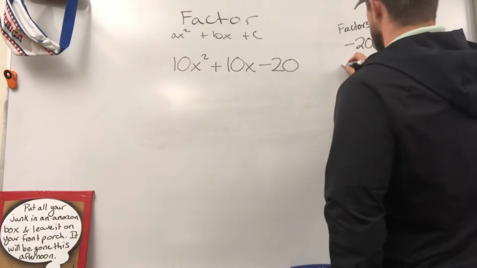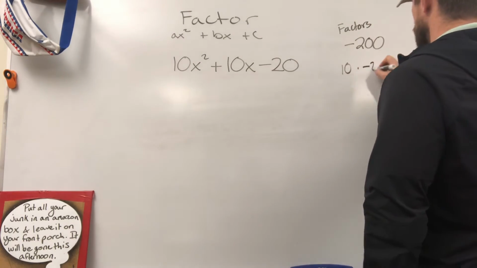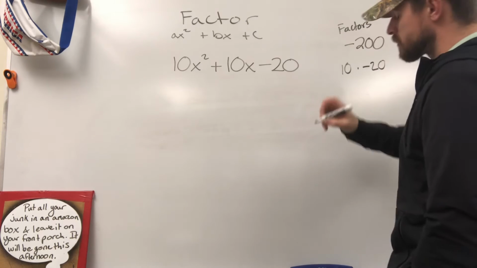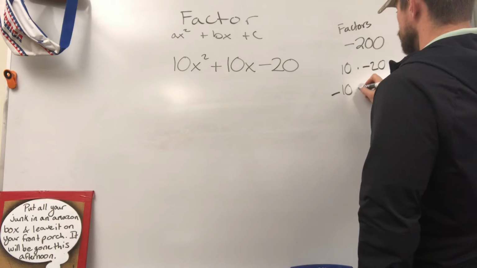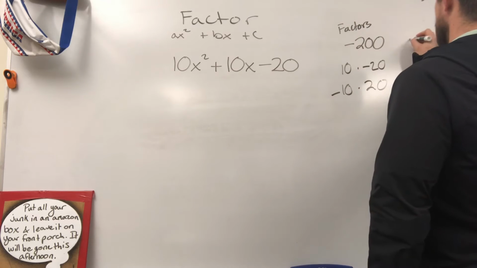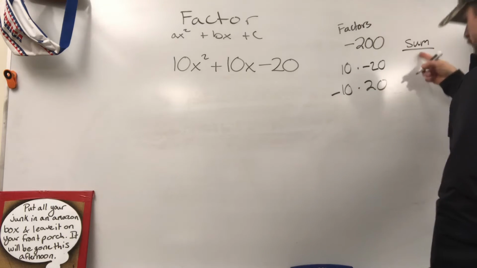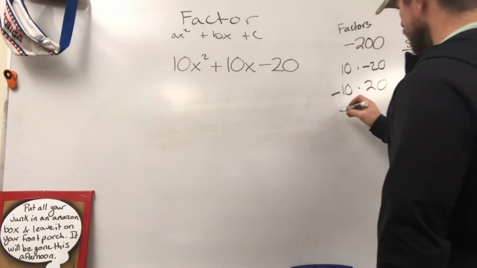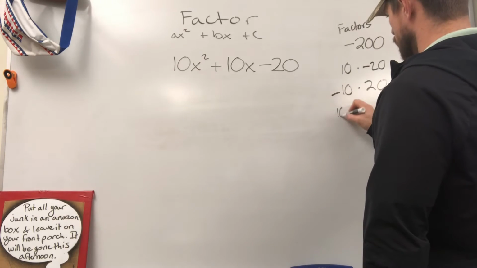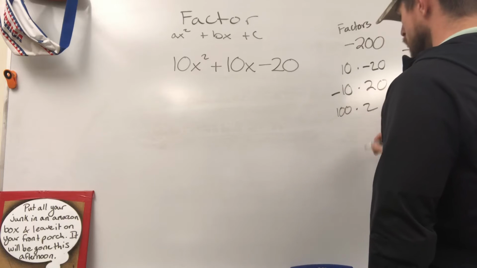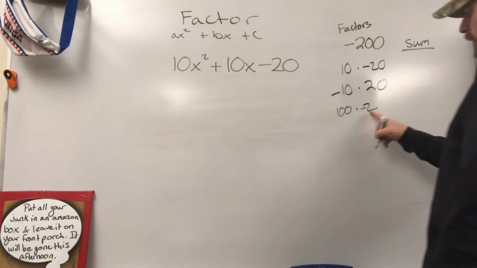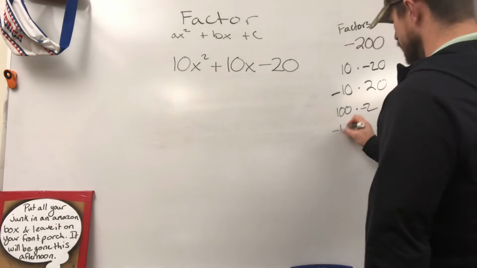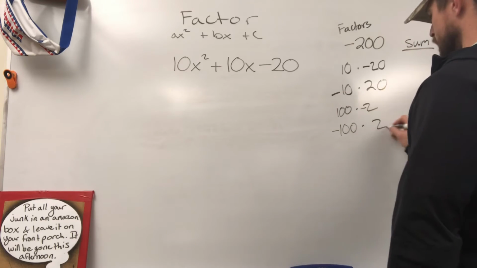Okay, we could say a positive 10 times a negative 20. But then we could also say a negative 10 times a positive 20. And remember, we want to also list out the sums. I could say a positive 100 times a 2 with the negative going on the 2. But then I could say a negative 100 times a positive 2.